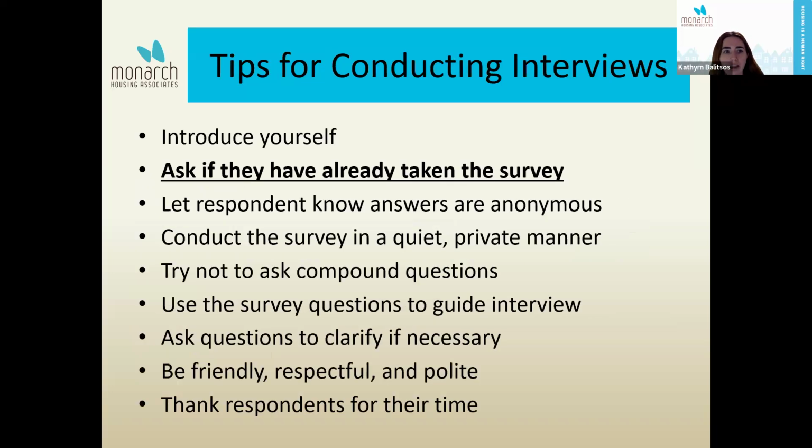Okay. So some more tips for conducting interviews. Always introduce yourself, ask them if they've taken the survey, and let respondents know that the survey answers are anonymous. If you can, try to conduct the survey in a quiet manner because obviously people are giving personal information. You want to be respectful of that. Try not to ask compound questions, really ask one question at a time. And then, like I was saying before, use the survey questions to guide the interview. If you need to clarify the information, ask those questions. If possible, always be friendly, respectful, and polite, and always thank your respondents for their time.